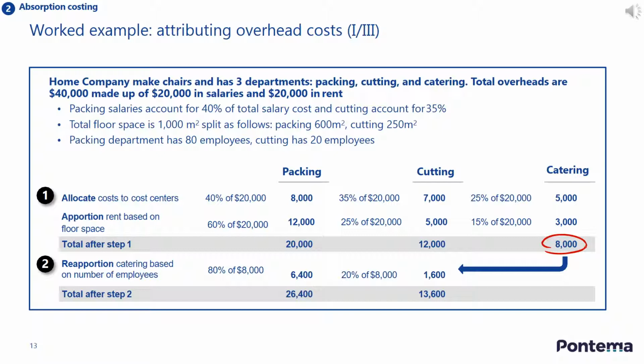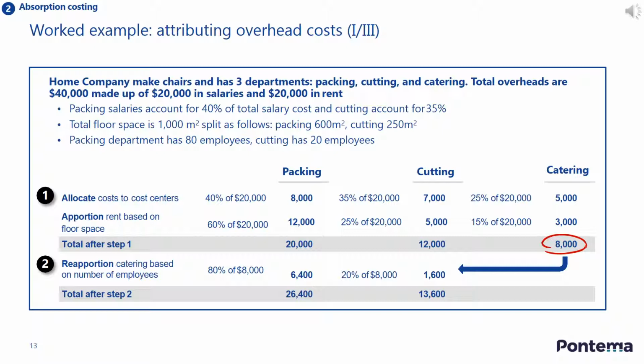Now let's look at a more detailed worked example of cost allocation. Please read the case details and think about how you would absorb the costs using the allocate, apportion, reapportion, and absorb methodology you covered earlier. Remember, the end game here is to estimate the costs for 1 unit of production.